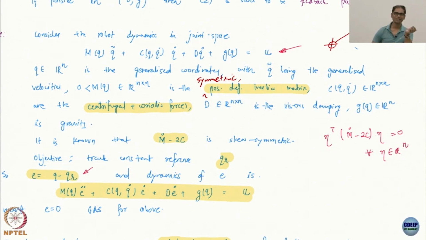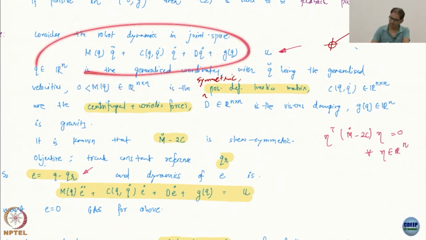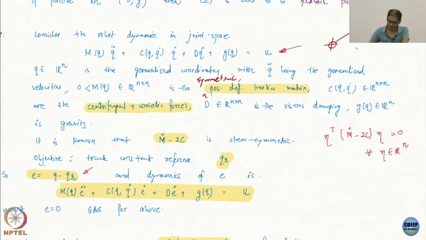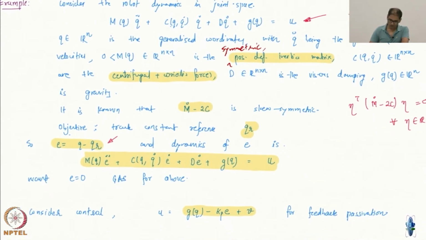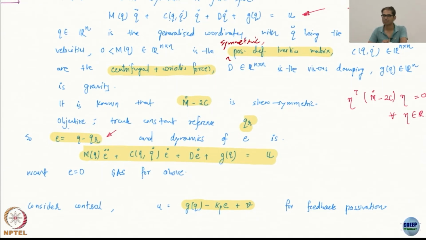Whenever we deal with practical real systems, we have to identify these properties of the system. Typically somebody who has been working on these systems for a while will know these. Whoever designs controllers for these systems will always know this. So M dot minus 2C is skew symmetric, therefore any quadratic form using M dot minus 2C turns out to be 0. What is the objective? Tracking. We have until now not done any tracking problem, so this is the first tracking problem. What is the objective? Track a reference q of r.